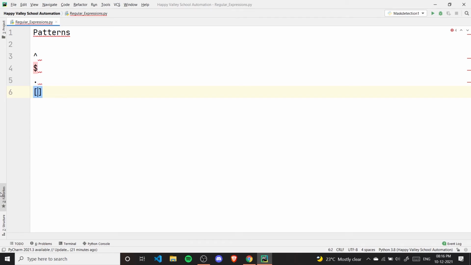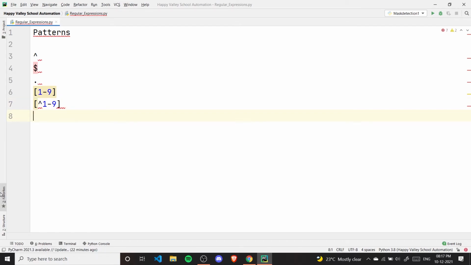Then we talked about the fourth one, which was 1 to 9. So it will match any single character in this range from 1 to 9, but you should know that it will only match one single character. Then if we talk about this one, cap of 1 to 9, then what this will do is it will match any other single character excluding the range from 1 to 9.